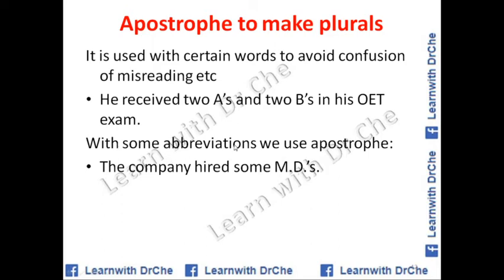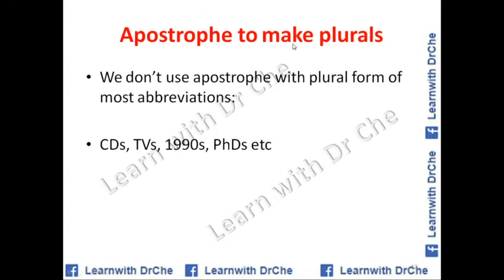With some abbreviations, we use an apostrophe. For example, the company hired some MDs. We don't use an apostrophe with plural forms of most abbreviations. For example, CDs, TVs, 90s, 1990s, PhDs, etc.